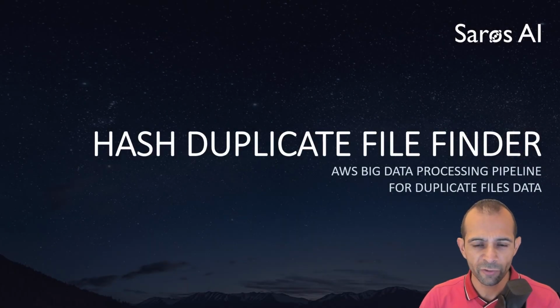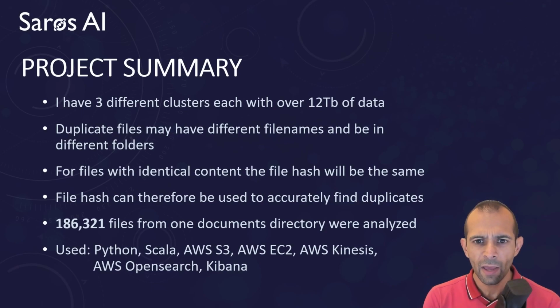Hi, for my project, I created a hash-based duplicate file finder. I have about 12 terabytes of data, which is duplicated over 3 different clusters. Duplicate files are very hard to find sometimes because the file names could be different and they could be in different folders. The great thing about hashing is that if the hash is identical, you're pretty much guaranteed that the file contents are also identical.